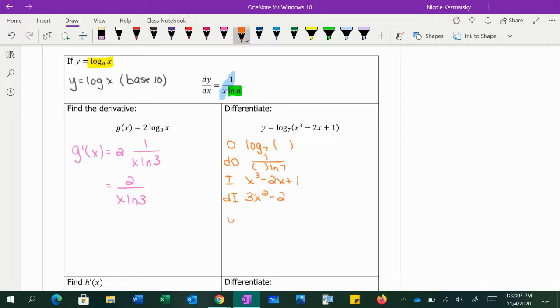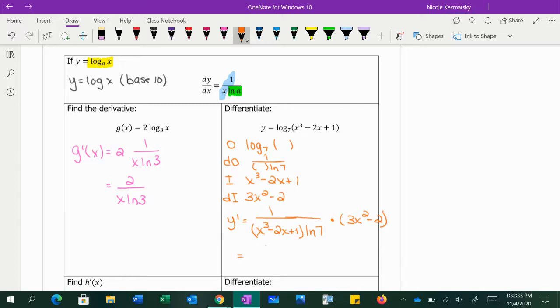So then we put it all together. We can say y prime equals 1 over, in the parentheses goes the inner, so I'm going to put in x cubed minus 2x plus 1, and then follow that with the natural log of 7, and then multiply it by the derivative of the inner, and I'm going to put that in parentheses because it has multiple terms, so the 3x squared minus 2.